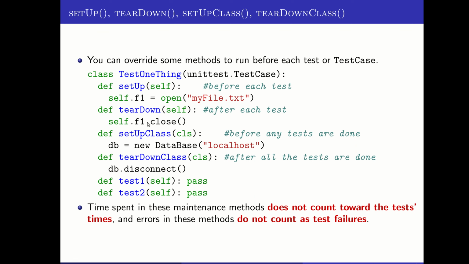So if we want something to happen before every function that gets called from our test cases, for instance, to open a particular file or make sure that file was closed or reset a variable to something, that kind of thing, we can do it in setup and teardown. Those will happen before each function that's called from our test cases. And so that would happen before test 1 and after test 1, and before test 2 and after test 2.